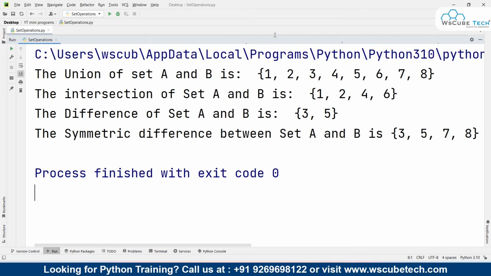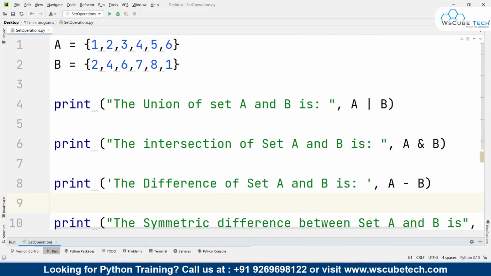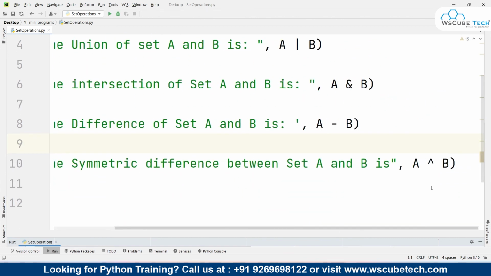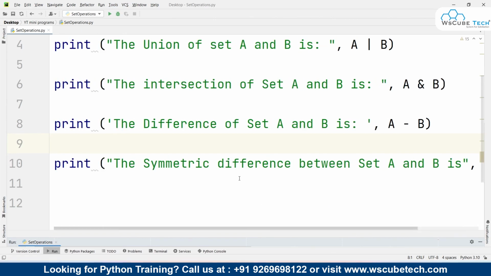So I hope, guys, that all four functions are clear to you, and how we use these symbols is also clear. The bar is used as union, ampersand is used as intersection, hyphen is used as difference, and lastly circumflex is used as symmetric difference.